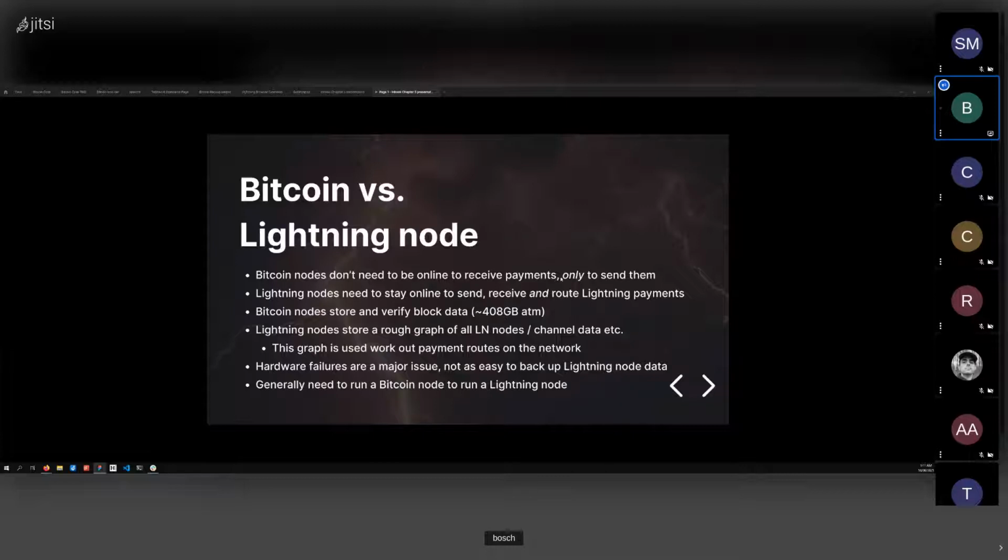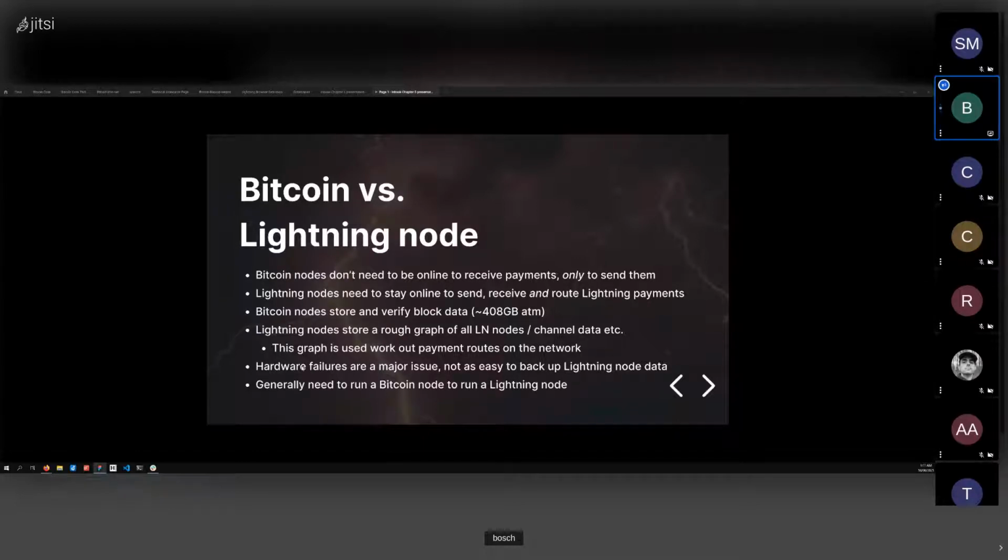Bitcoin nodes store quite large amounts of data, like I mentioned before. Currently it's about 408 gigabytes, so you need quite a large storage device. Lightning nodes only store a rough graph of the LN nodes in the network and some channel metadata, like static channel backups maybe, and a few other minor things that aren't that large in size, so not that important when discussing storage capacities.